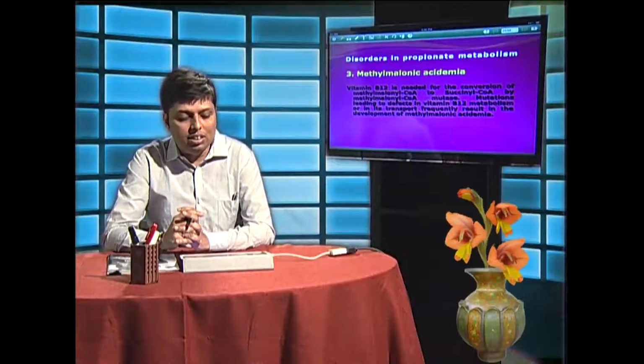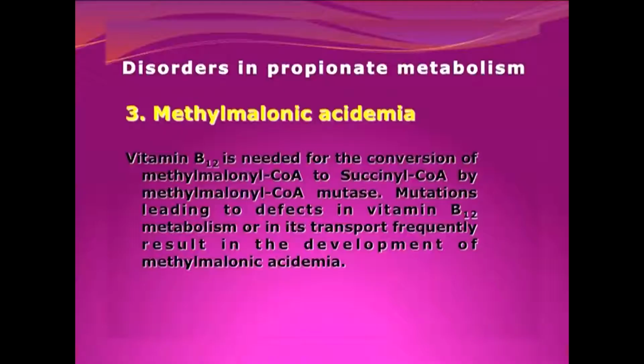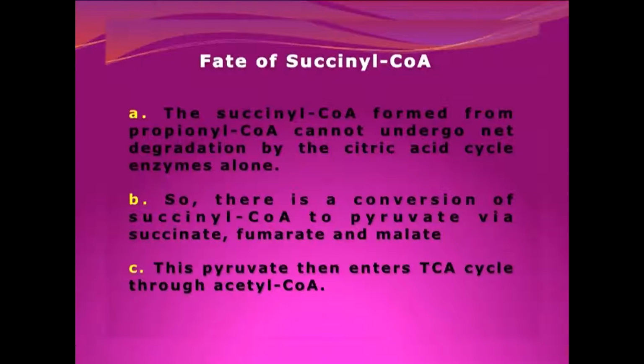Coming to the third disorder, it is called methylmalonic acidemia. This happens due to a deficiency of vitamin B12 in the patient. Now, the succinyl-CoA that is generated in the methylmalonate pathway, we have to remember that it cannot enter the TCA cycle directly, but it has to be first converted to succinate, and then to fumarate, then to malate, and then to pyruvate once more.